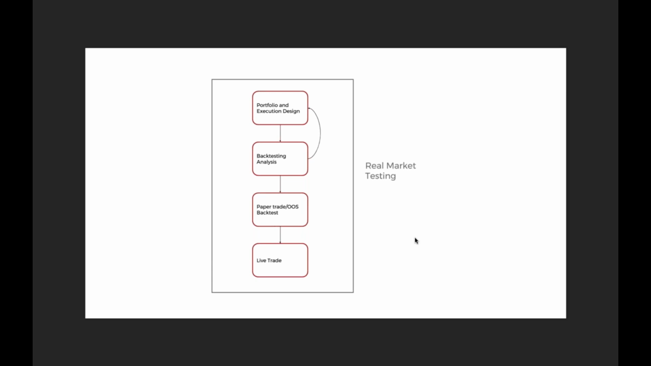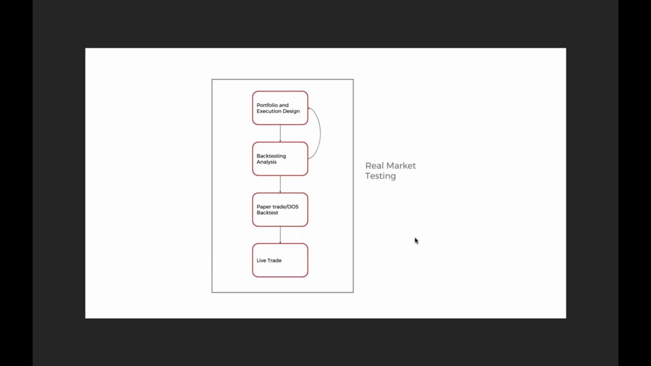But then once you've determined that it's still making money in the back test, you would usually paper trade it, or back test out of sample, or run it with a small amount of capital just to make sure that everything is still looking good. And then you would live trade and start ramping up the amounts of capital. So that's generally the process for going from an idea to a full algorithm at a very high level.